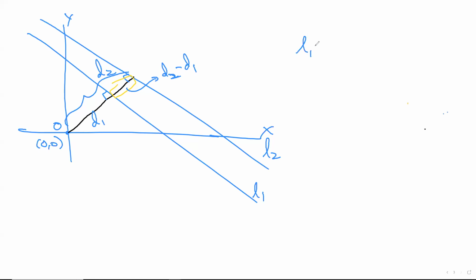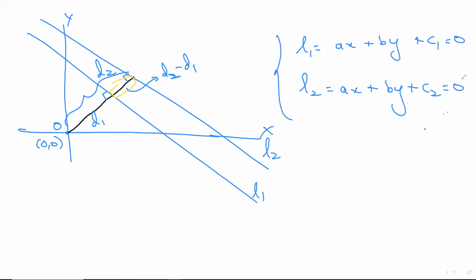Now, what I'm going to do, I'll represent the value of L1 and L2 in terms of general equations. For example, L1 is nothing but ax plus by plus c1 is equal to 0. Similarly, L2 will be given by the general equation ax plus by plus c2 is equal to 0. Observe both carefully. I assume the values of a and b to be the same in both the lines. I've intentionally changed the values of c1 and c2. They should never be the same. If they are the same, they cannot be called parallel lines.